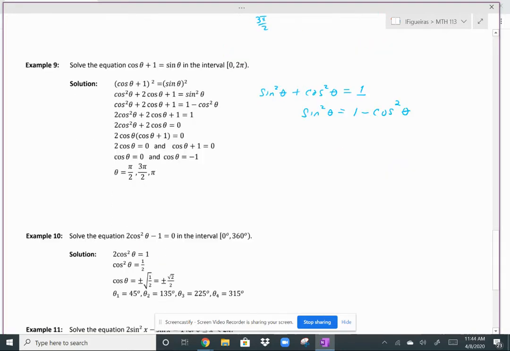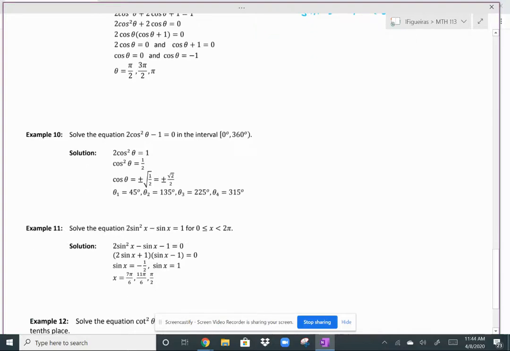Okay, so we have a few more. This is another quadratic equation. So we want to solve 2 cosine squared of theta minus 1 equal to 0. And again, I'm giving you a restriction, this time in terms of degrees, from 0 to 360. Although it's a quadratic equation, I'm actually not going to factor, although you could factor this one.